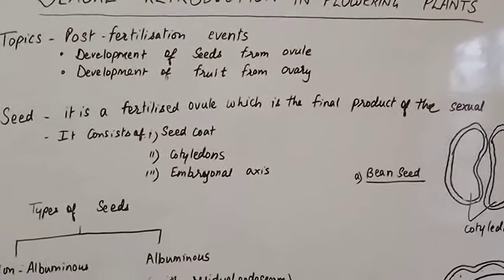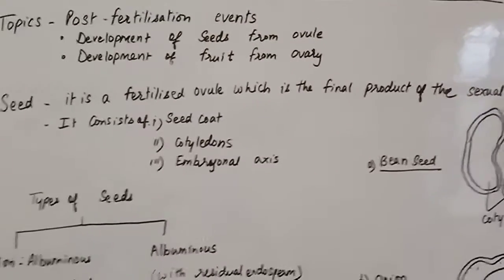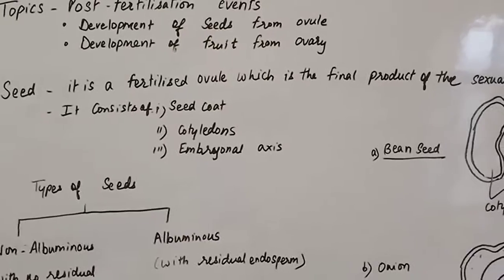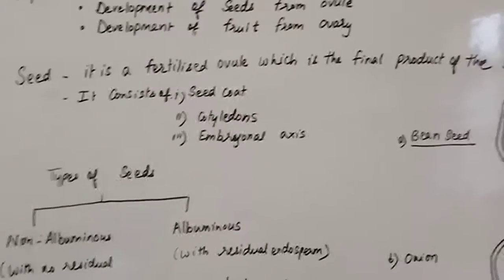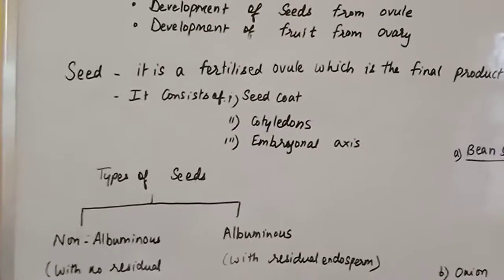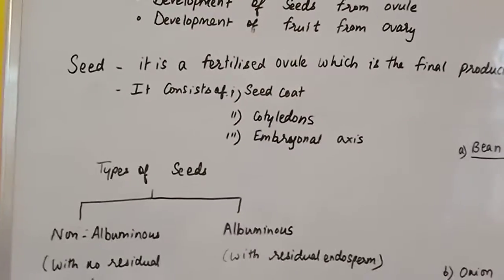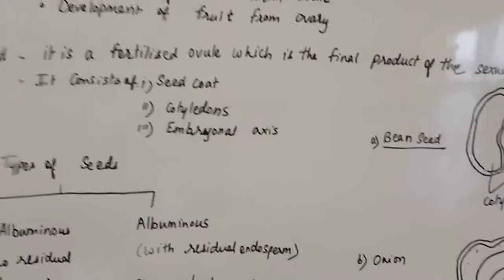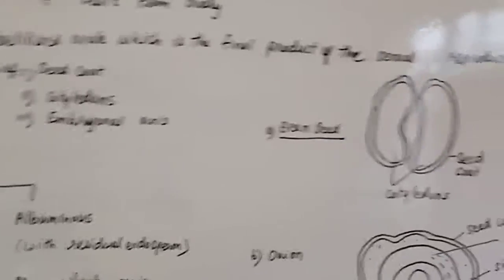Today's topics under post fertilization events are development of seeds from ovule and development of fruit from ovary. Now first we will study about seed. Seed is a fertilized ovule which is the final product of the sexual reproduction.